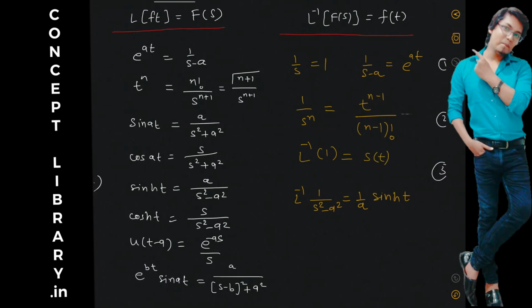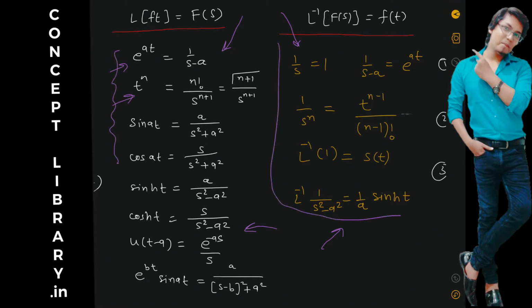See some related formulas. These are the formulas from Laplace transformation, and a few formulas I have taken from inverse Laplace, because inverse Laplace is nothing but exactly the opposite of this. So directly we'll visit the questions. First we'll quickly see this. e power at we know is 1 by s minus a. t power n, these are Laplace transformations, they are not inverse, keep in mind.